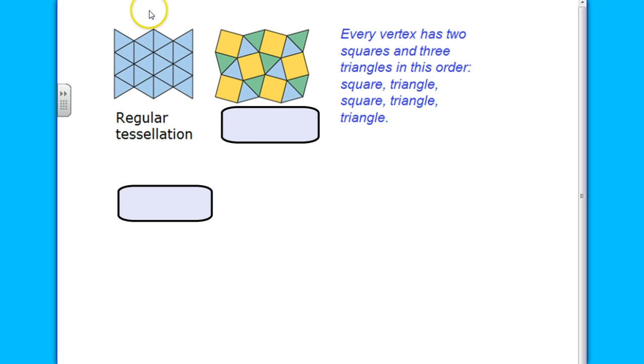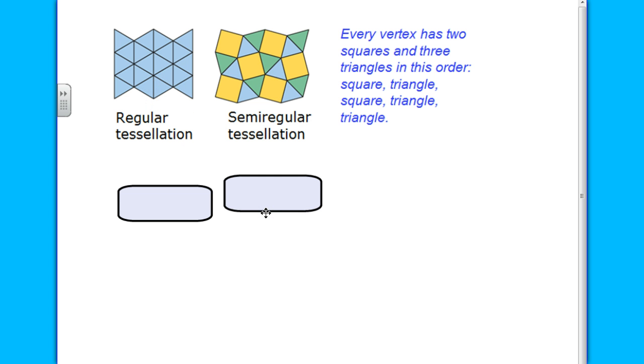This is a regular tessellation because every figure in it is a congruent triangle. It's a regular triangle, so an equilateral triangle, right? This, of course, is a semi-regular tessellation because we have regular figures, we have equilateral triangles, and we have squares, and they are not all the same, like this regular tessellation.